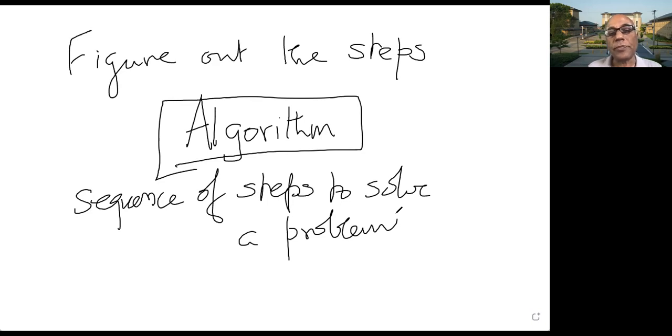So how do you express these steps? How do you actually write an algorithm? Because once you figure out the steps, you can write the algorithm, and then from the algorithm, you can translate that to a language the computer understands. So how do you actually write an algorithm?